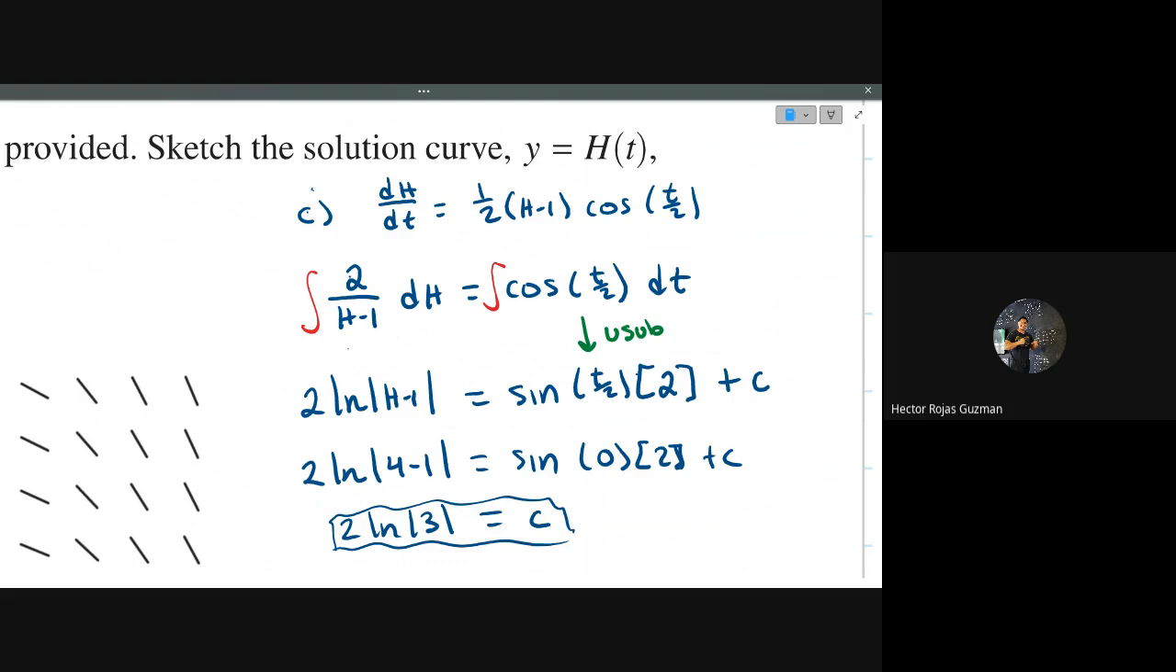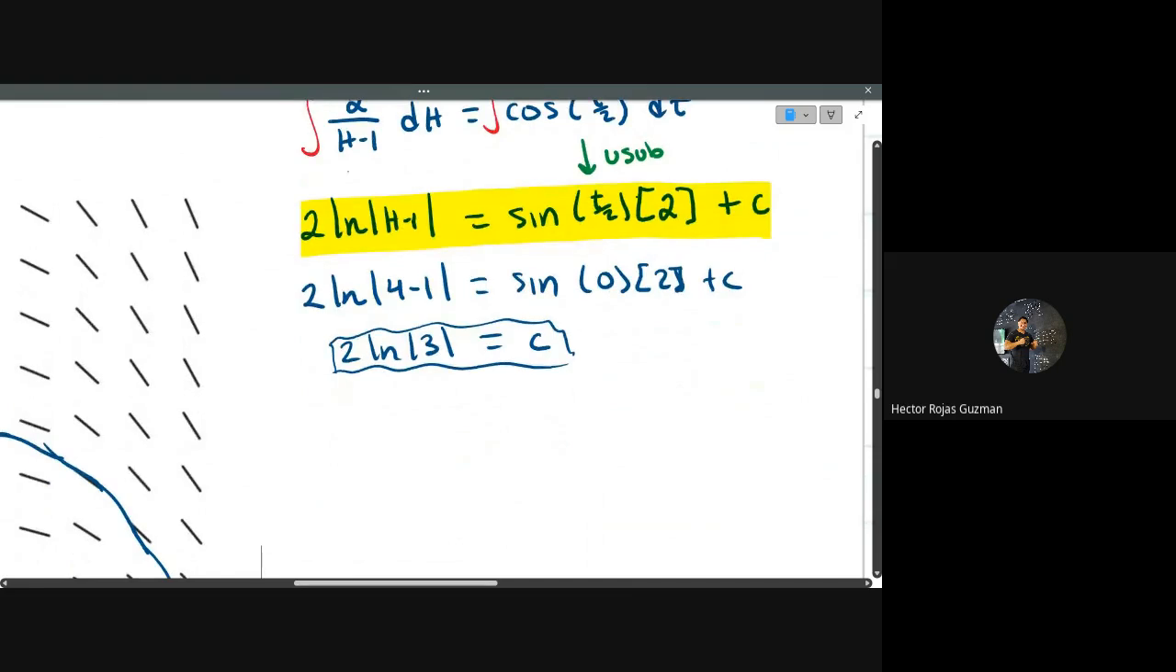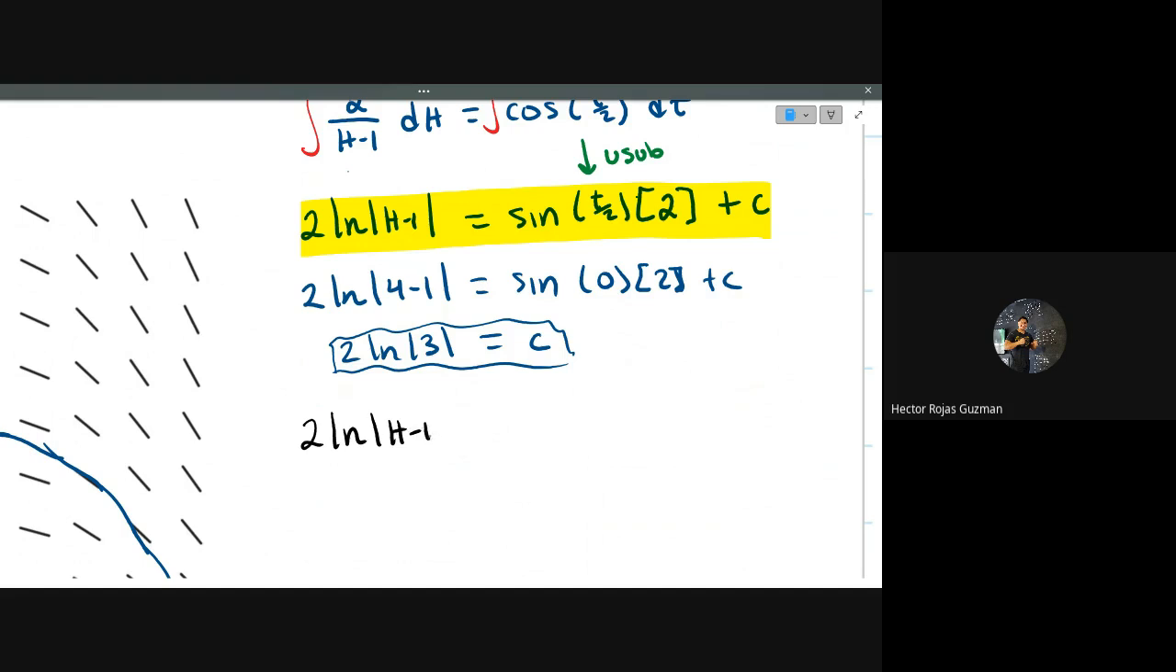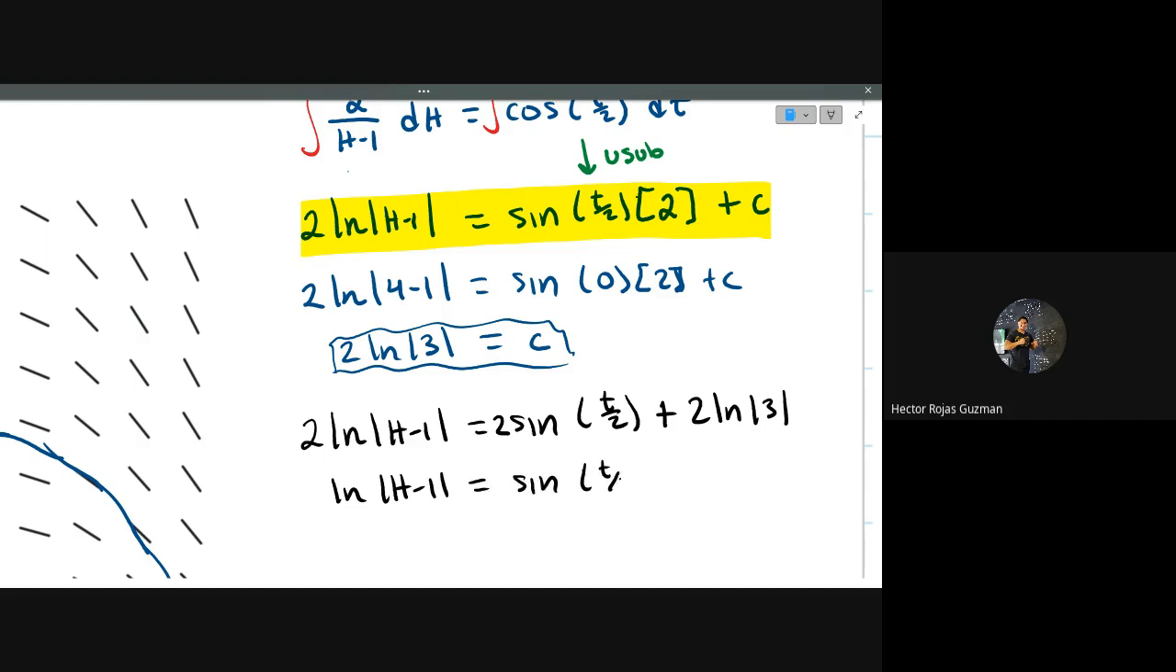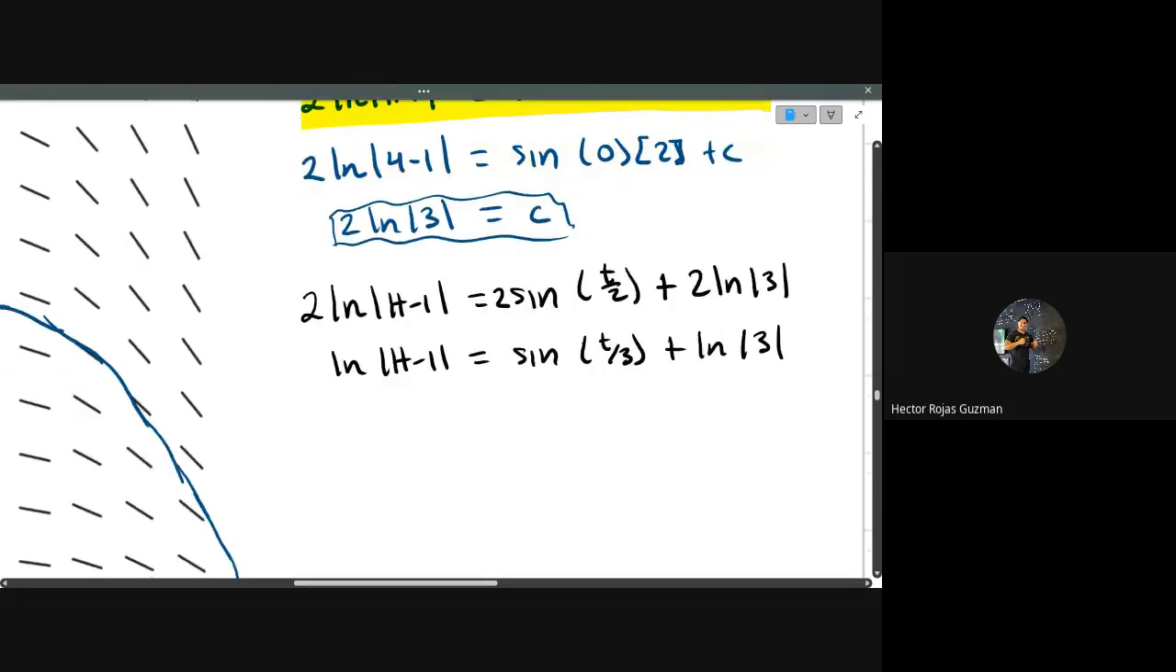Now that we have our constant, we're going to go back and plug it into this line so that we can find the final equation for h. Let me do it in a different color. 2 ln of h minus 1 equals 2 sine of t over 2, let's put the 2 in the front, plus 2 ln of 3. All right. Divide by 2. Then you can go ahead and use e.